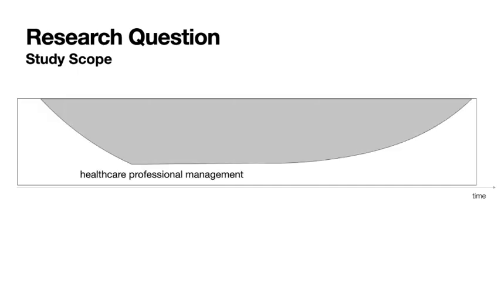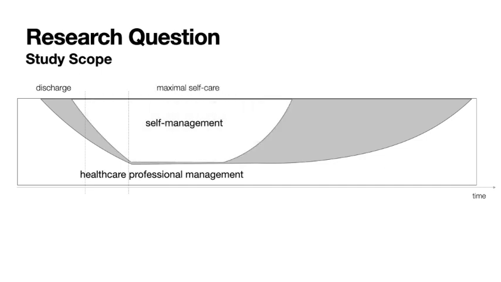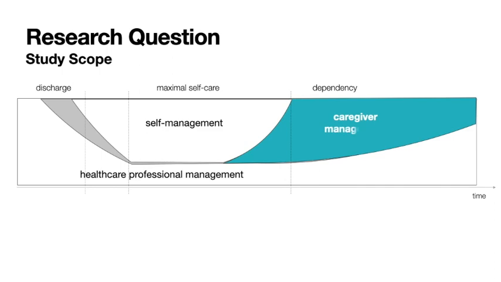At disease onset, the patient is mainly cared for by healthcare professionals, such as nurses and doctors. As the patient's condition becomes more stable, patients may manage their own needs better. This is where they experience maximum self-care. However, if the condition deteriorates, the patient may become dependent, and it is likely that the family caregivers will have to assume the responsibility in the provision of care to their loved ones.